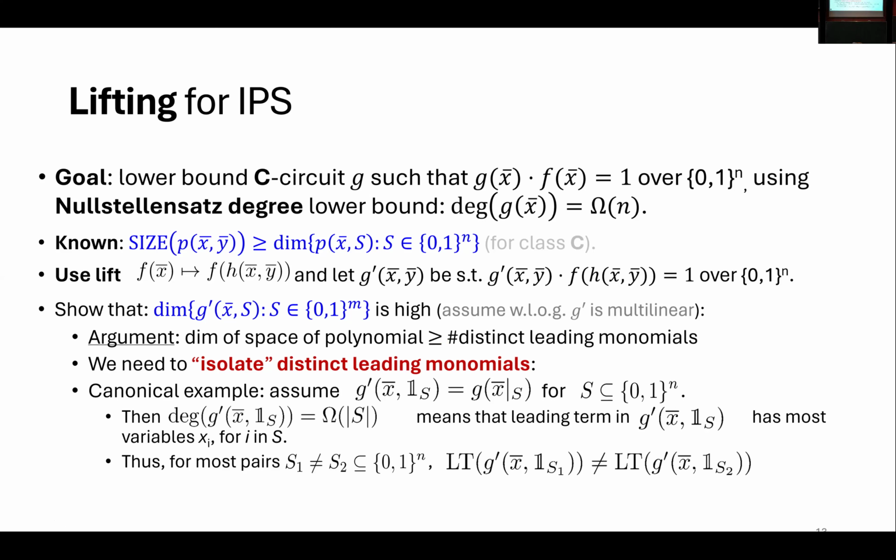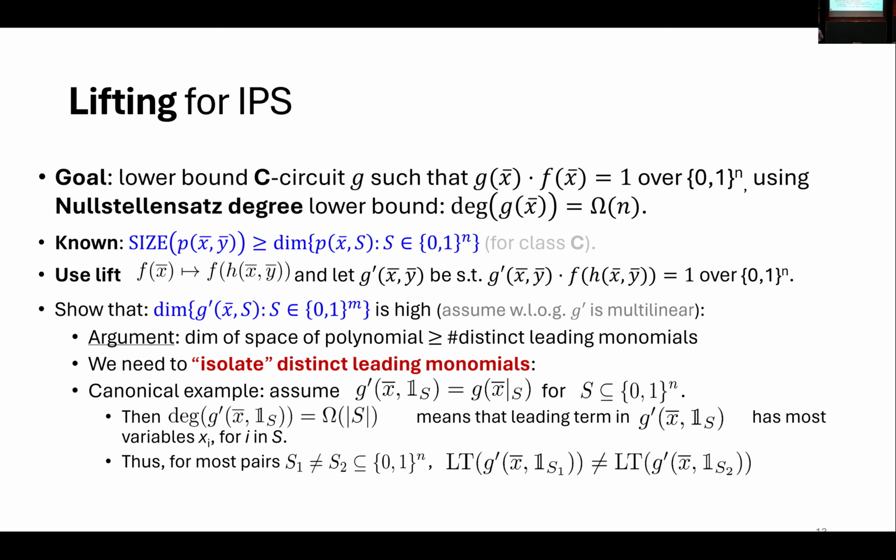The dimension of the space of a polynomial is lower bounded, this is known, by the number of distinct leading monomials. It's easy. Now, leading monomials in a monomial ordering. We have some monomial ordering, and the number of distinct leading monomials is a lower bound on the dimension of the space. So that's the trick: we need to isolate distinct leading monomials in this space using this lifting.